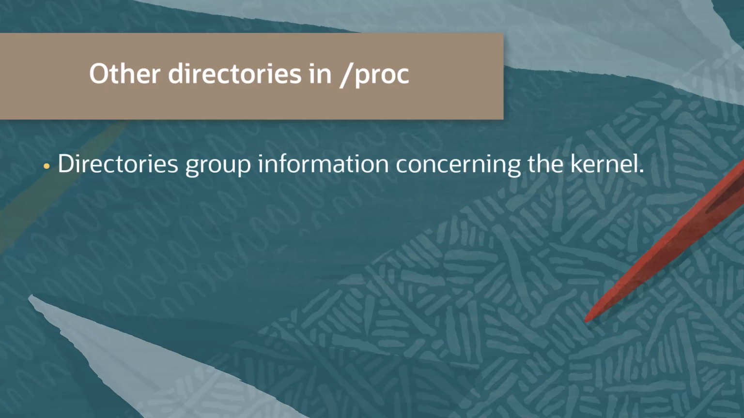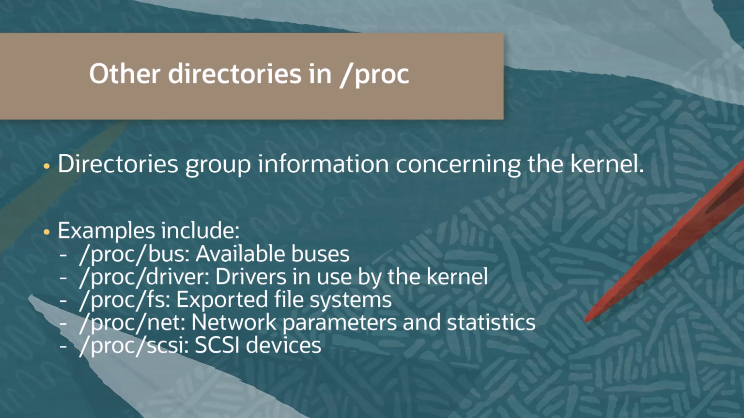Other directories within the Proc directory group similar information by topic. The following is a partial list of these directories. Proc bus contains information about buses which are present. The presence or absence of actual devices affects what information is available with the Proc bus hierarchy. Proc driver contains information about drivers. Proc fs contains information about file systems. The proc net file is a symbolic link to network parameters and statistics. And finally, proc scsi provides information about SCSI devices.